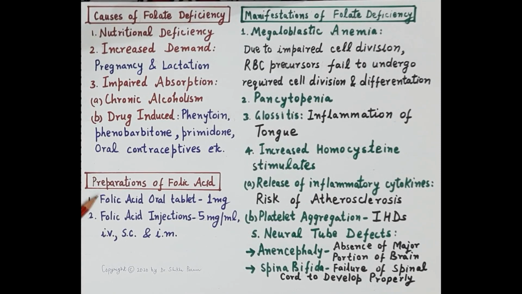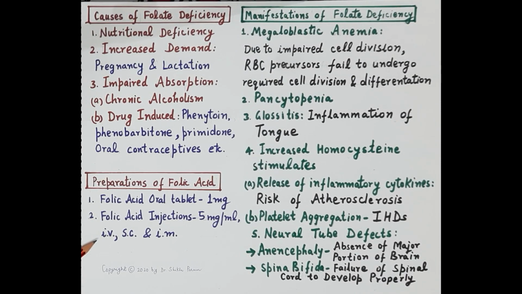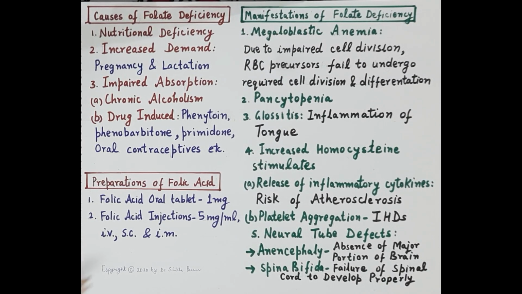Now, folic acid is available in the oral form as well as injectables. Folic acid oral tablet is 1 milligram. Another preparation is folic acid injection, 5 milligram per ml, and these injections are available to be administered in intravenous, subcutaneous, or intramuscular form.